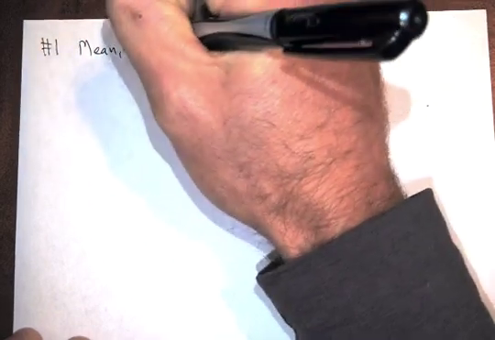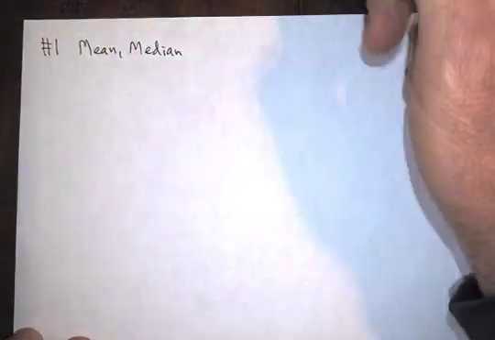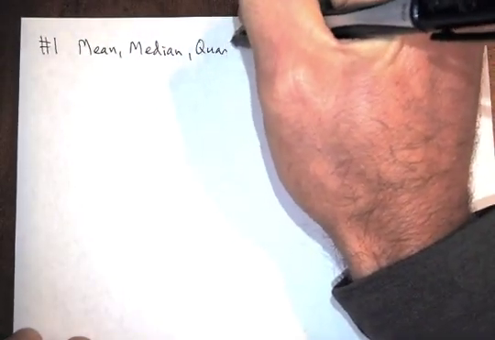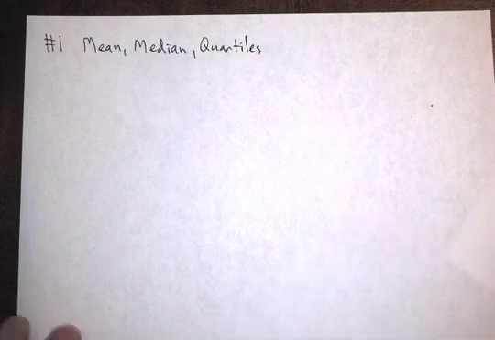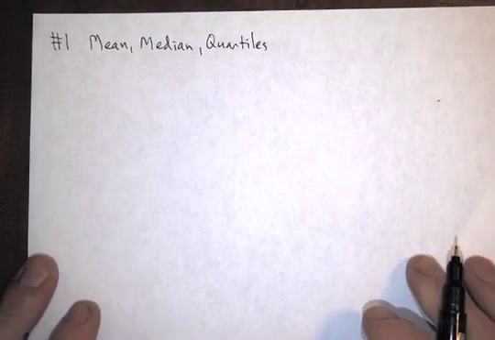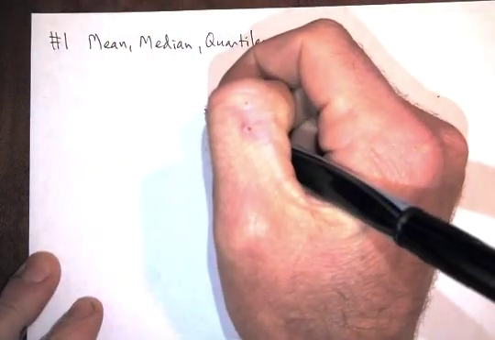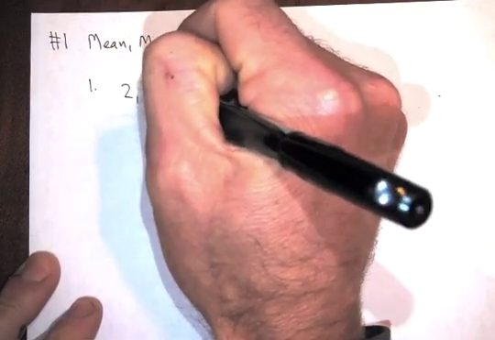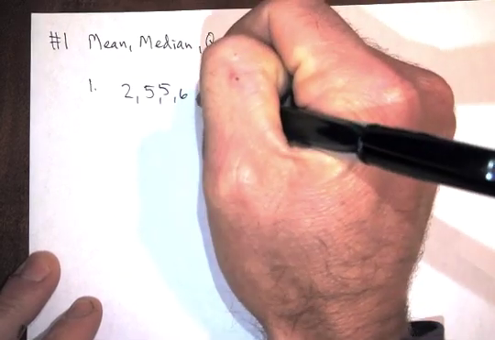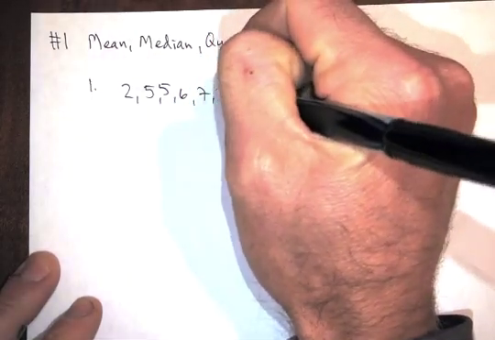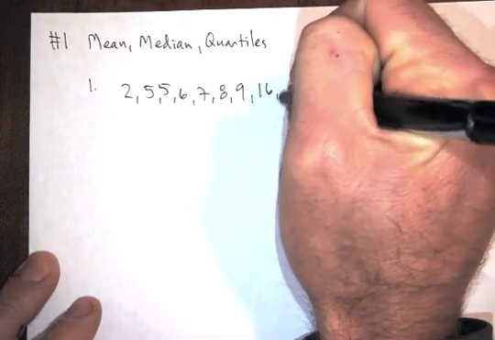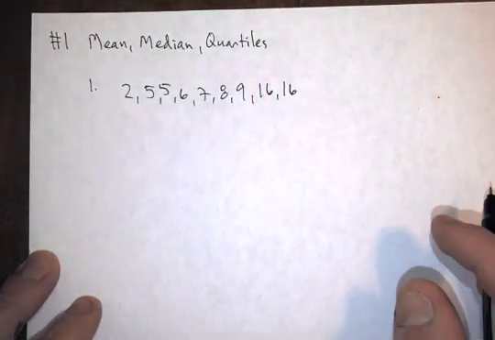Okay, guys, lesson number one here is mean, median, quartiles. And we're getting into data, which is a big unit here. So we're just going to do, let's see, three examples to show you how this works. Example number one is going to be a data set. I'm just going to give you a list of data: 2, 5, 5, 6, 7, 8, 9, 16, 16.